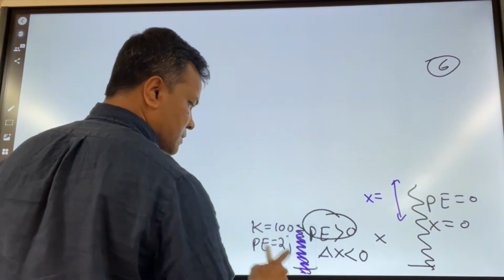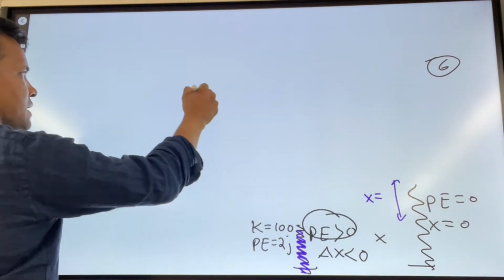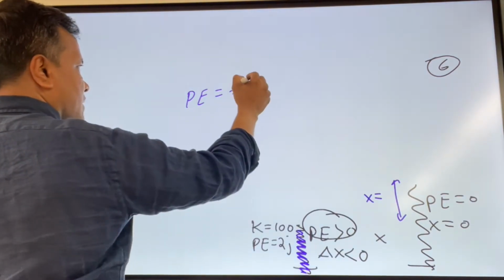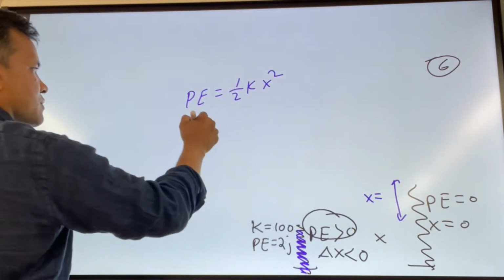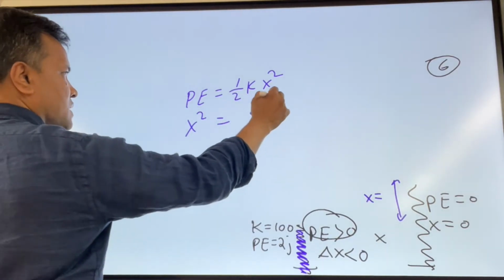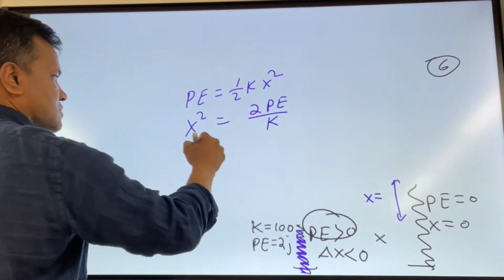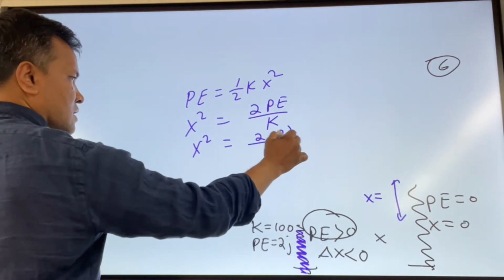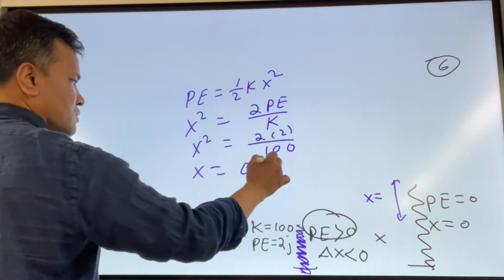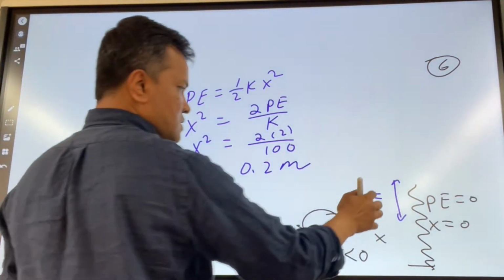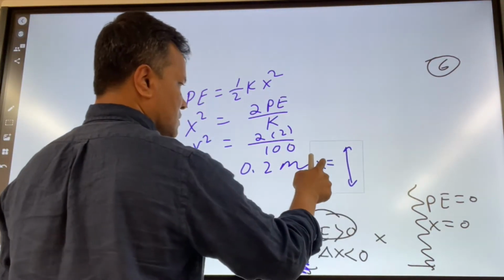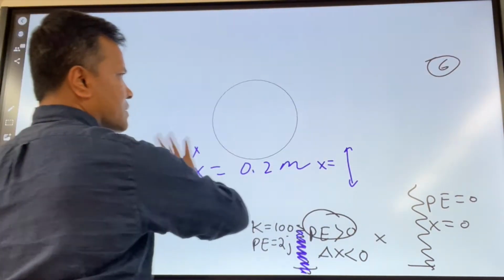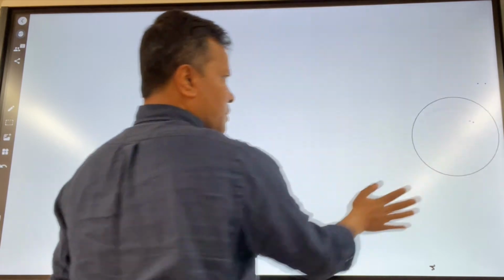Okay, so PE is equal to half KX squared. So then X squared is 2PE over K. So X squared is 2 times 2 over 100. So X is 0.2 meter. So this is 0.2 meter. Right, okay, is that right? Good.